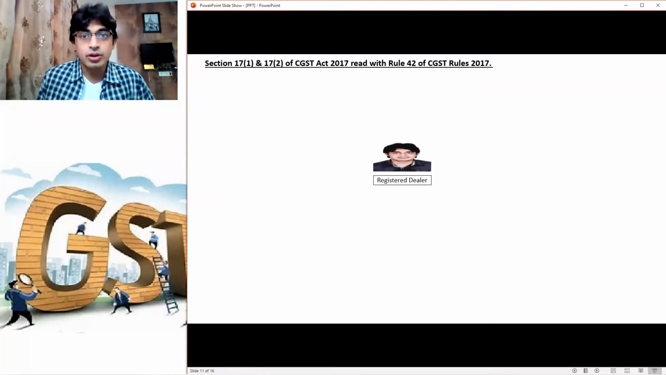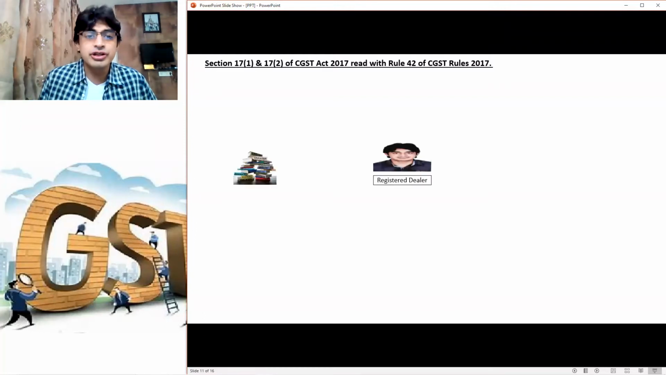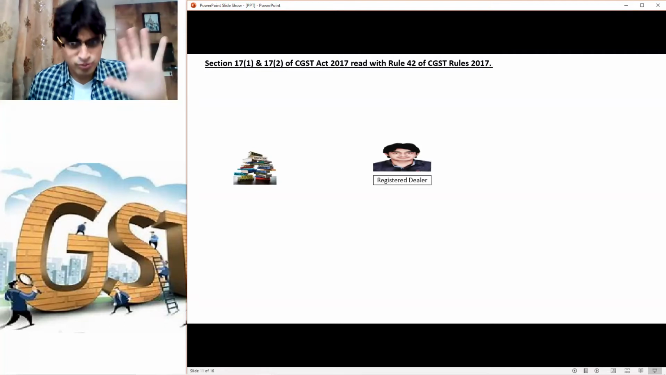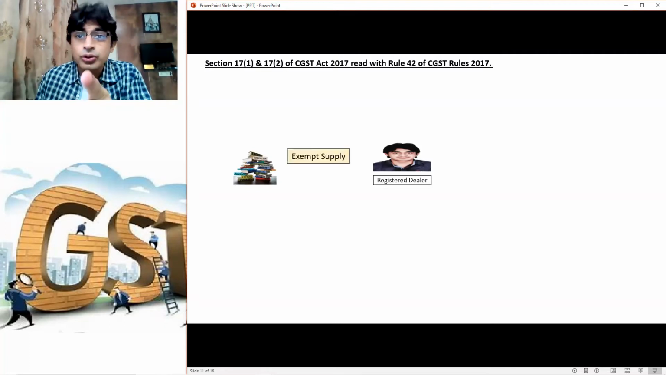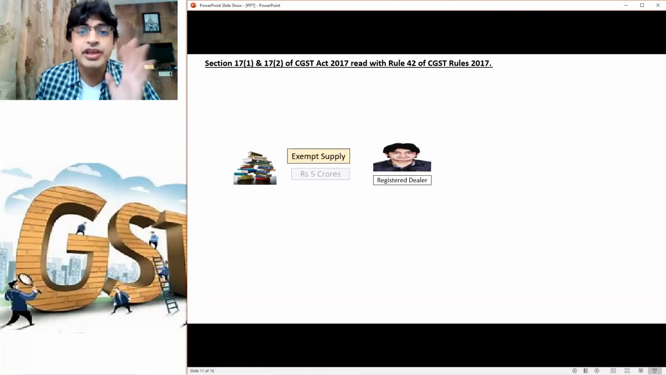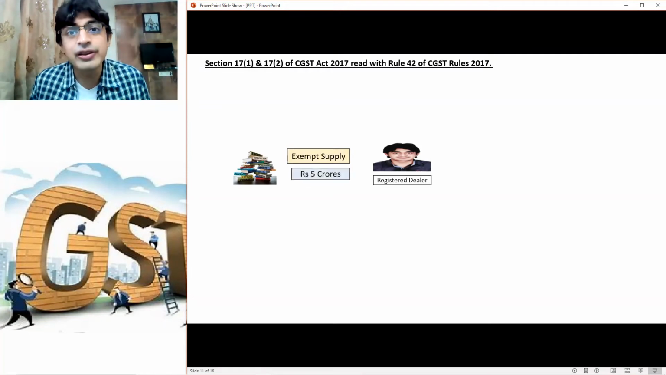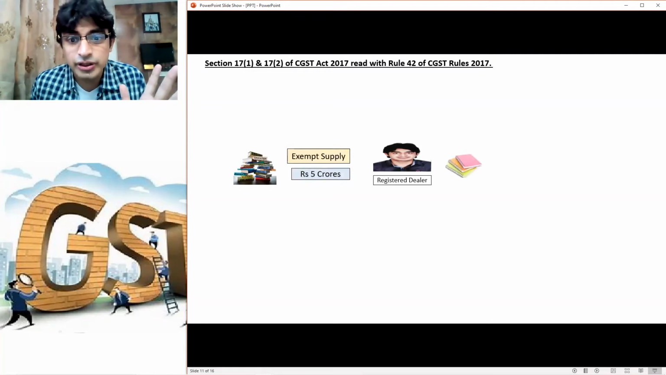Please understand this. Suppose I am a registered dealer. I am supplying textbooks. Sell kar raha hu textbook. Textbook is exempt under GST. So it's an exempt supply. My turnover of exempt supply is 5 crore. Be very attentive in this.